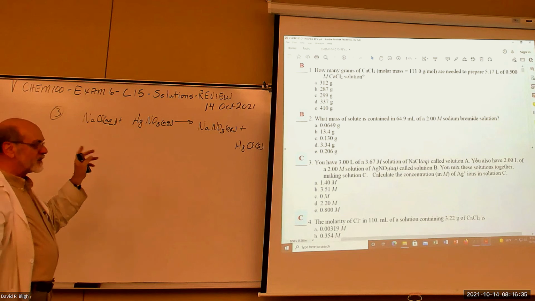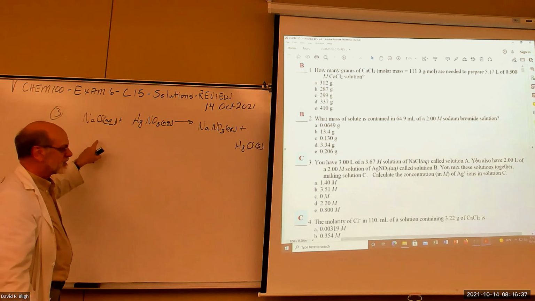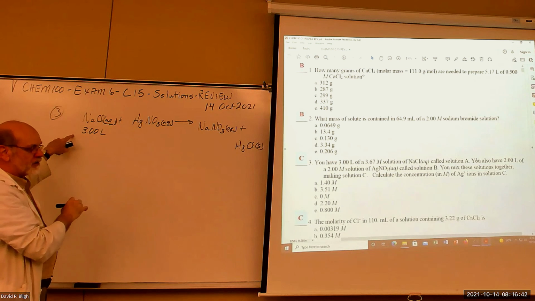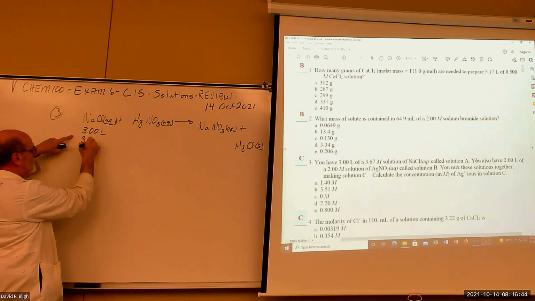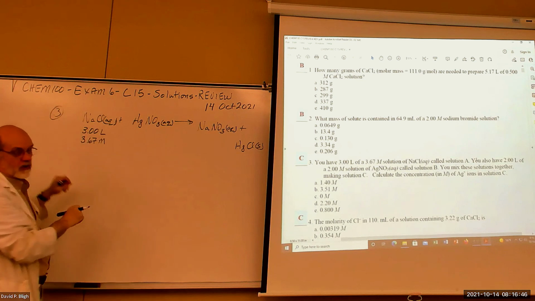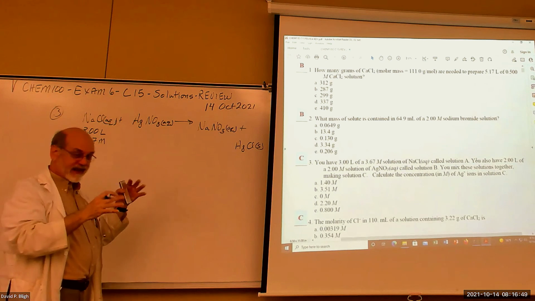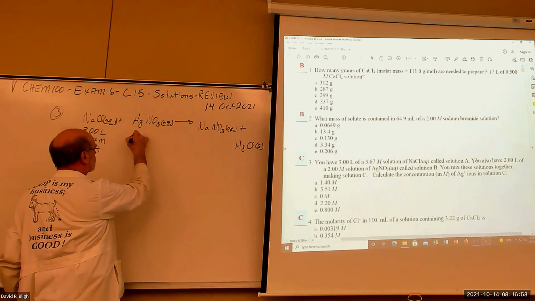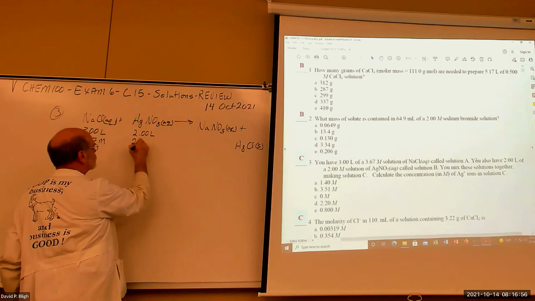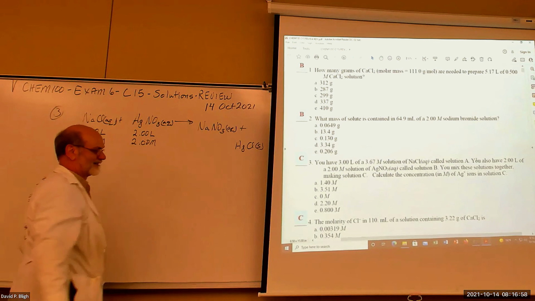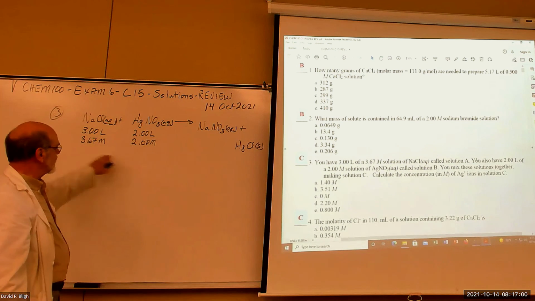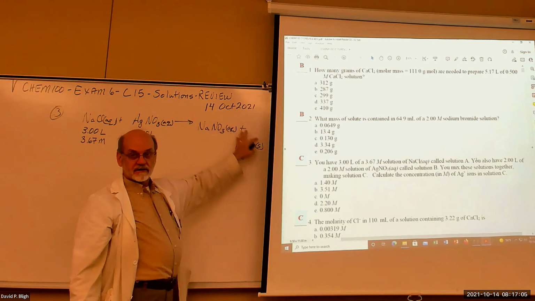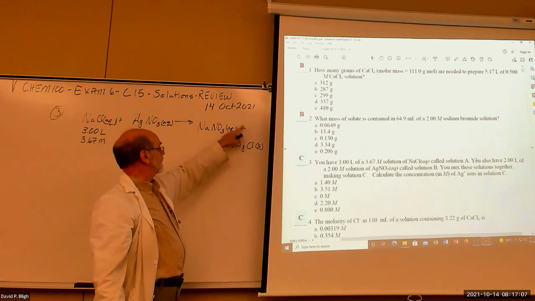Now let's put the information up here that we know. 3 liters of 3.67 molar solution of sodium chloride before we put them together. Silver nitrate, we have 2 liters of 2 molar. Okay? This is solution A, that's solution B. Solution C is all of this. Well, actually this.